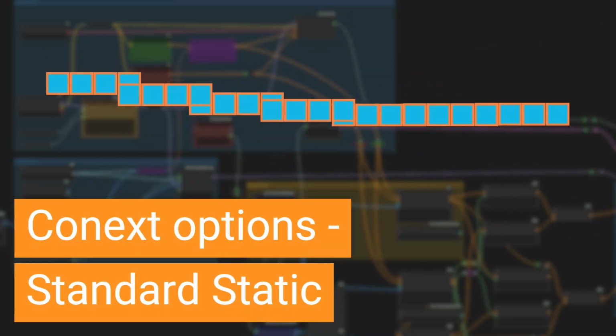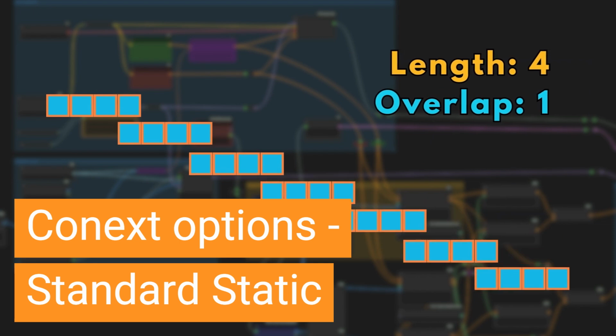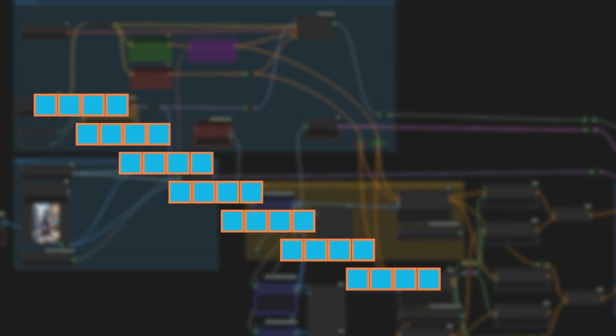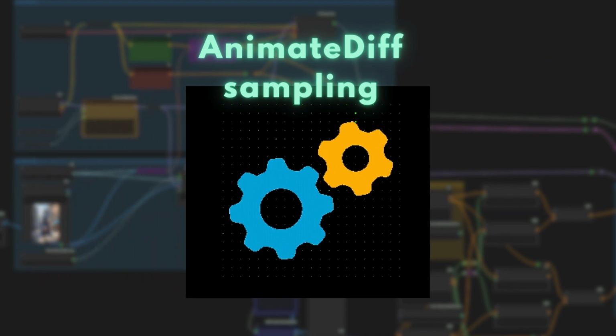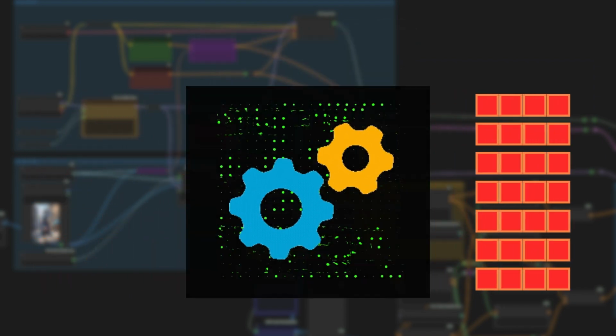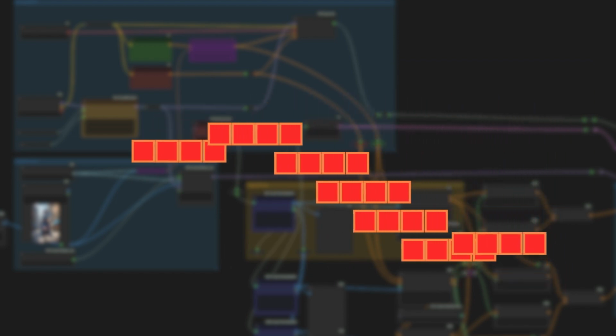Context and view options are nodes used to extend the animations and work around the frame limitations of the AnimateDiff models. Context and view options divide the latents in portions defined by their length, with some overlap. Context and view work differently, but we will see it better with the examples.